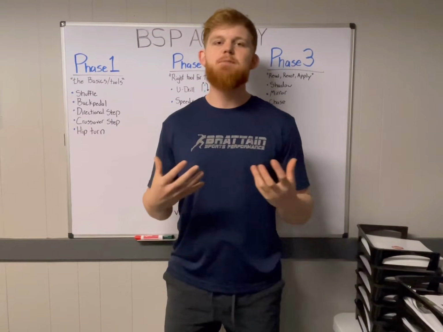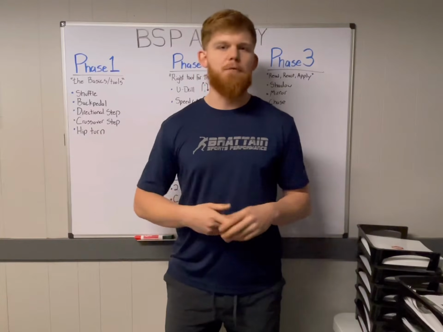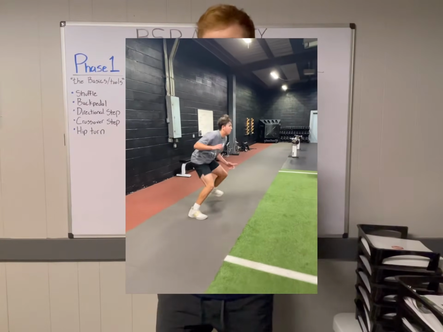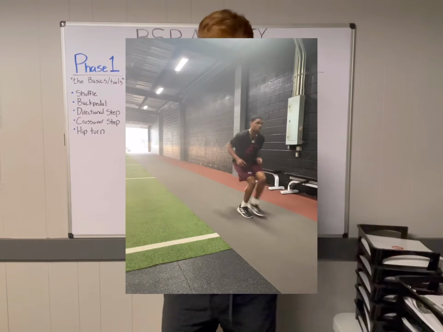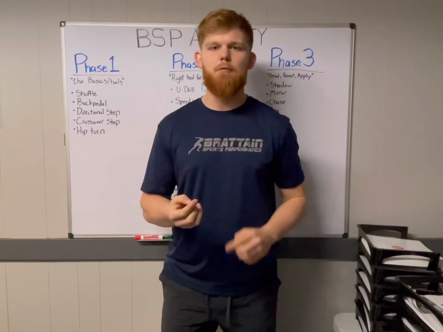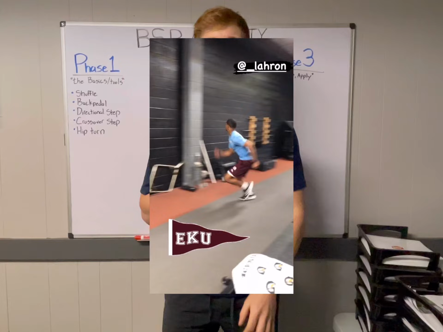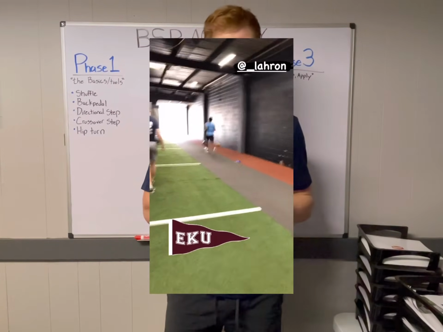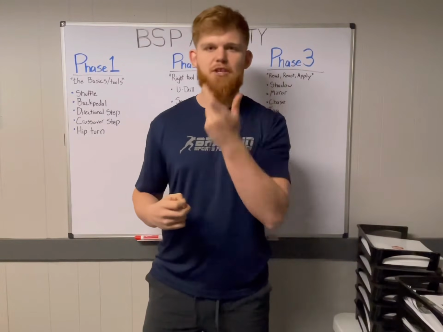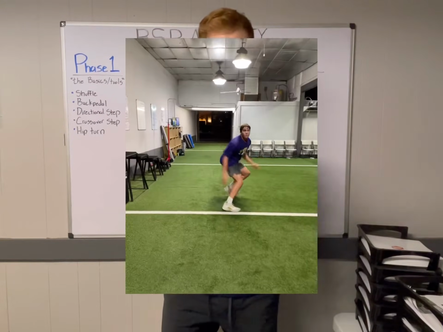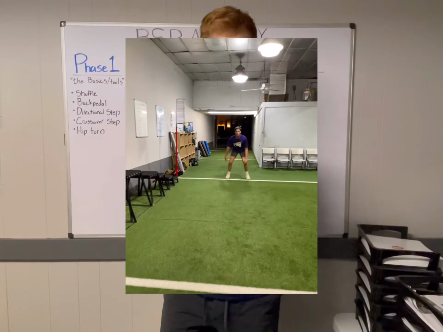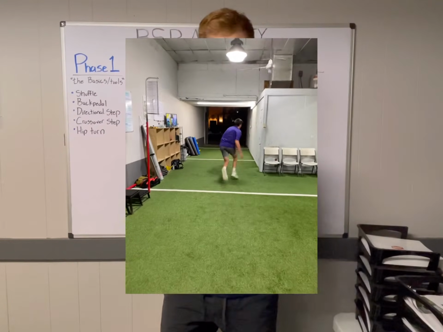And so these positions, as listed here, are the shuffle, so just moving laterally in that frontal plane, the back pedal, so moving forward and back in that sagittal plane, the directional and the crossover steps, so the athlete's ability to change direction rotationally or through that transverse plane, and then our hip turn. So again, the athlete's ability to rotate through that transverse plane and change their body position.